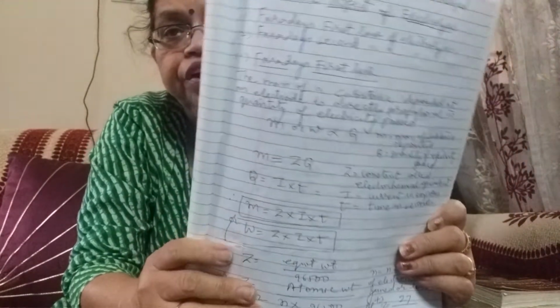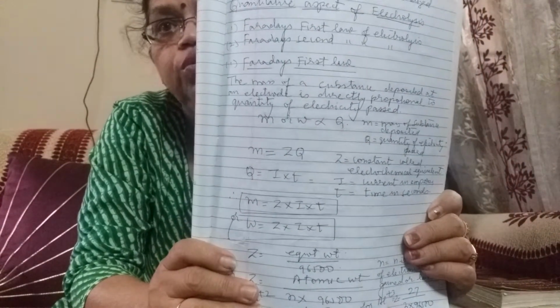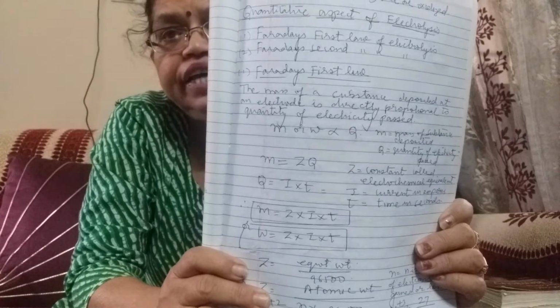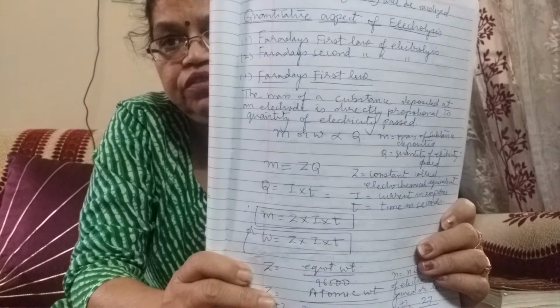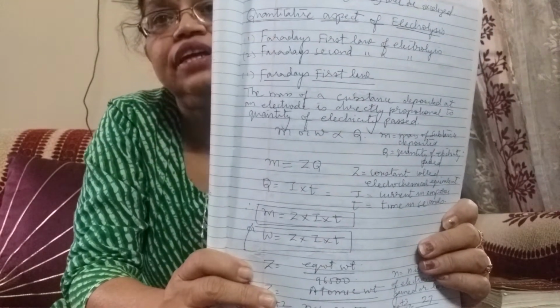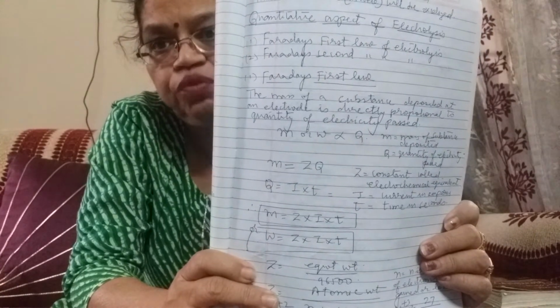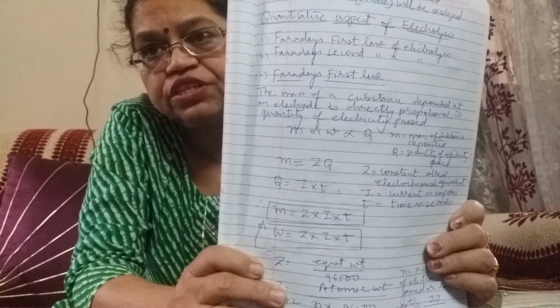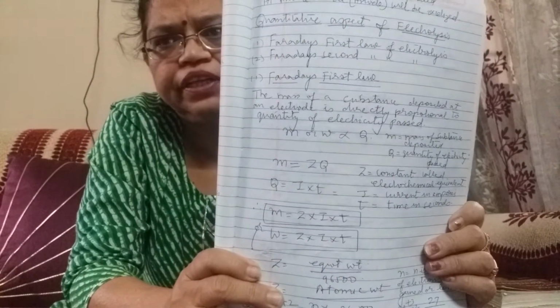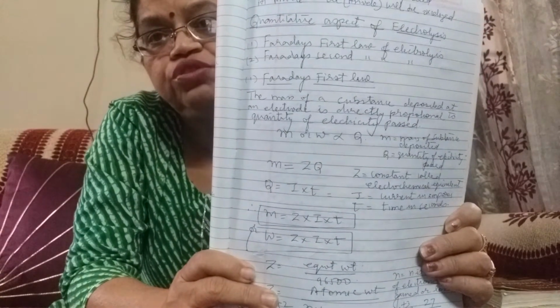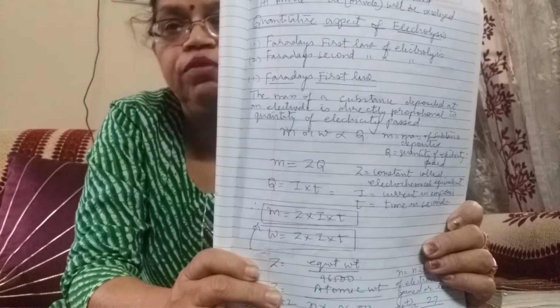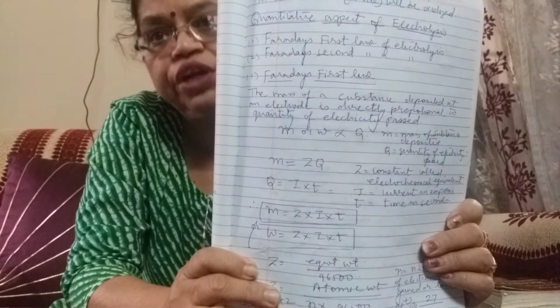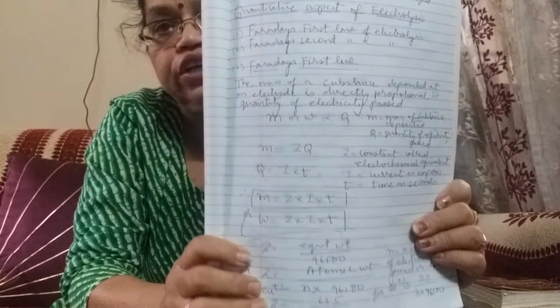So we can write down, now you know that Q, that is quantity of electricity, is equal to I into T. I is the current in amperes which is passed and T is the time in seconds. So M, हम उसको M भी ले सकते हैं, M is the mass of the substance deposited, हम उसे W भी ले सकते हैं, W will be equal to Z into Q, it will become Z into I into T, where Z is a constant called electrochemical equivalent.